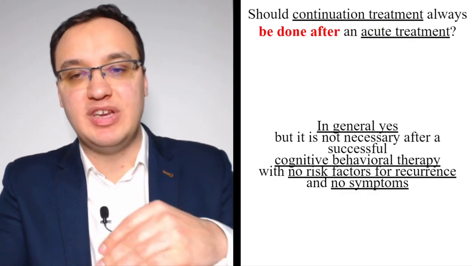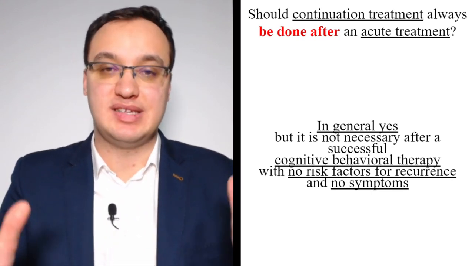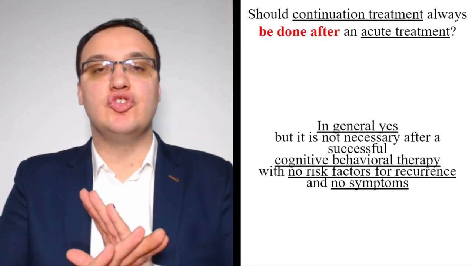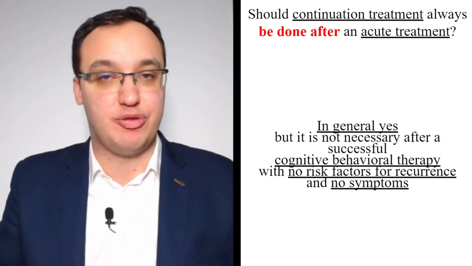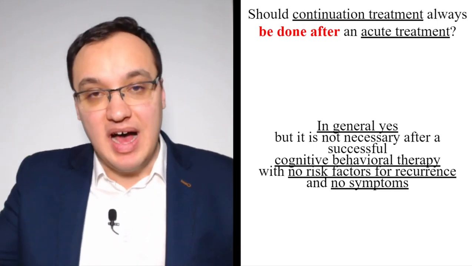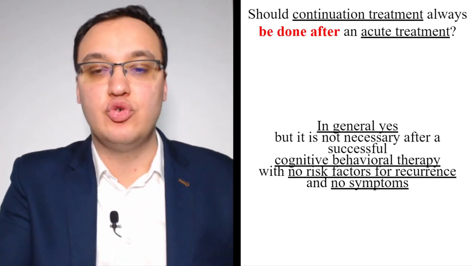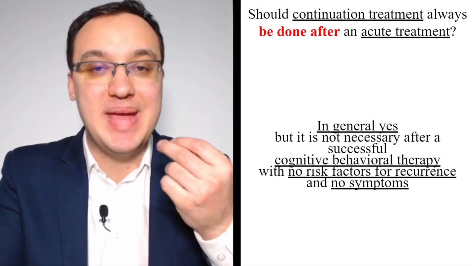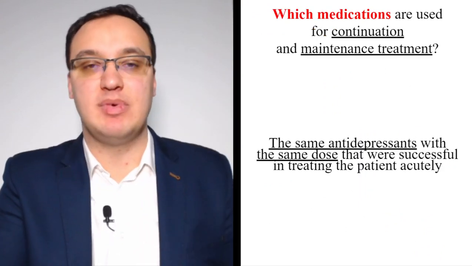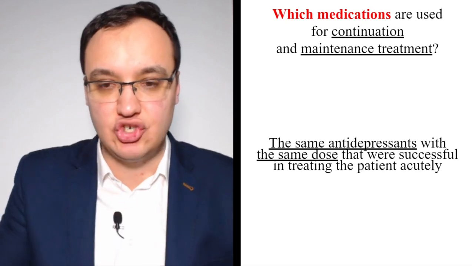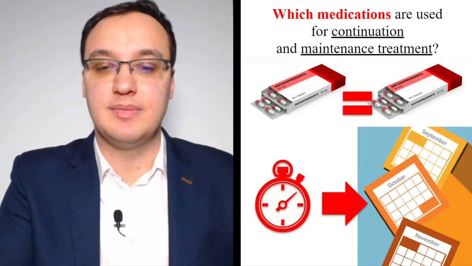The continuation treatment should be done after an acute treatment, generally all the time, but it's not necessary if the patient has no symptoms, there are no risk factors for any recurrence, and cognitive behavioral therapy or any other psychotherapy in general can be done and is successful. Then please do only psychotherapy. You don't need to do any continuation treatment with medication, with tablets. Okay? Which medications are used for continuation and maintenance treatment? The same as we did in another presentation called initial treatment. That is the same dose, same treatment, because if something already works, then please continue with that.